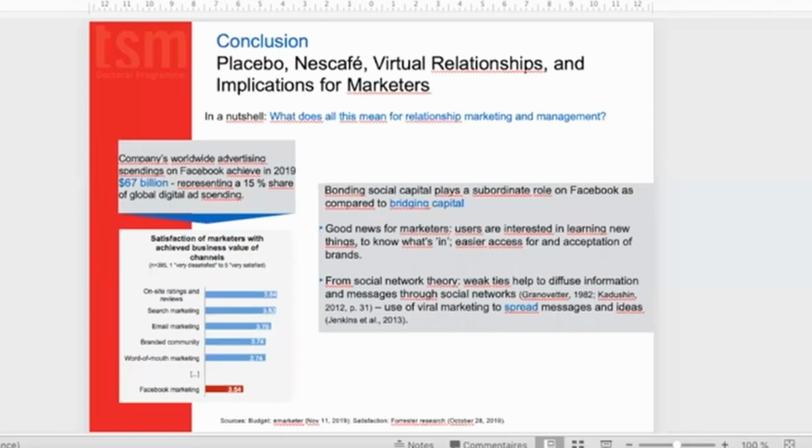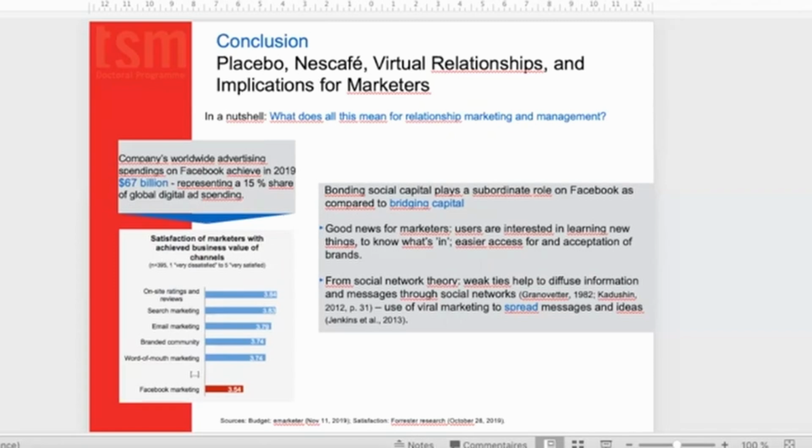So in a nutshell, the conclusion is between placebo, the Beatles, Nescafe, and virtual relationships, which are the implications for marketers. The company's worldwide advertising spending on Facebook reached $67 billion in 2019, representing already 15% of the share of global digital advertising spending. But the satisfaction of marketers with the achieved business value of Facebook advertising is still low. So I can say that bonding social capital plays a subordinate role on Facebook compared to bridging capital.